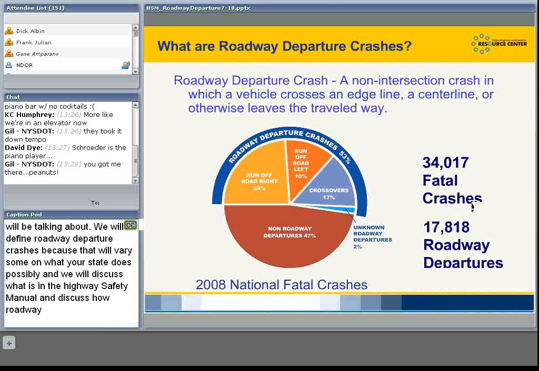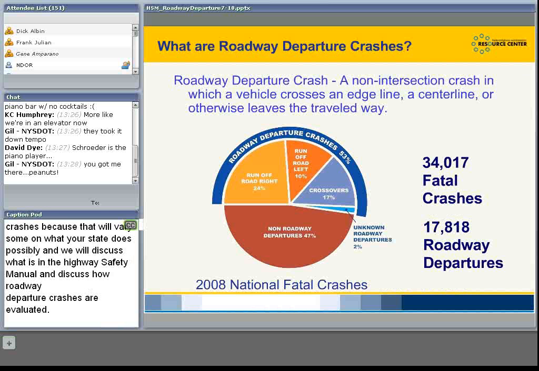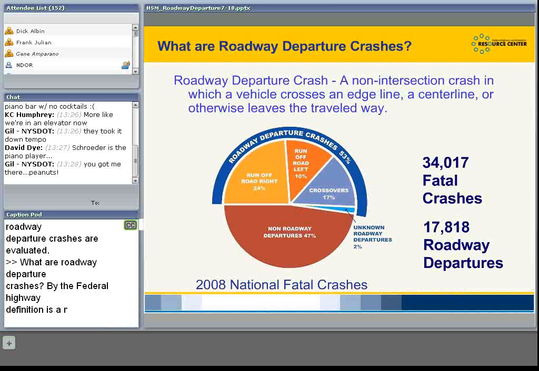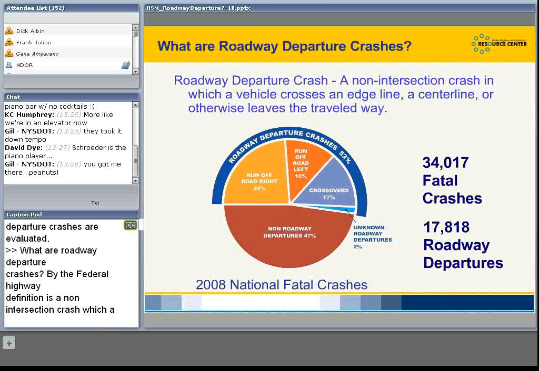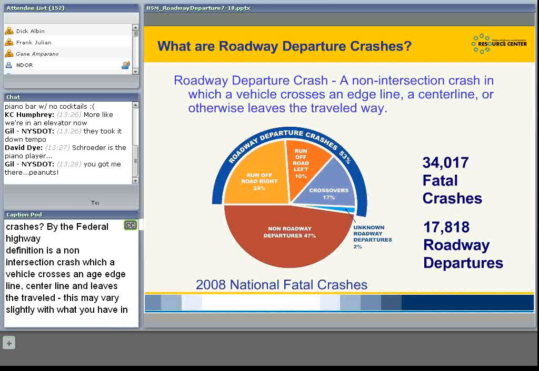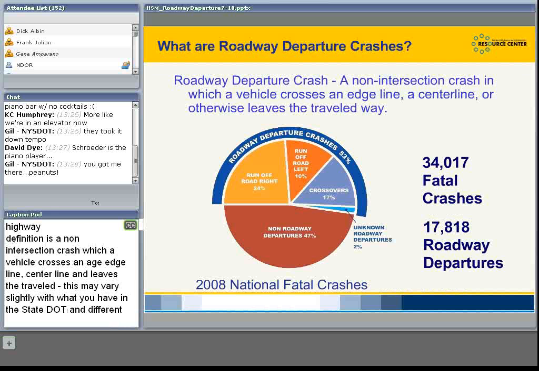What are roadway departure crashes? Roadway departure crashes, by the Federal Highway definition, is a non-intersection crash in which a vehicle crosses an edge line, a center line, or otherwise leaves the traveled way. Now, this may vary slightly with what you have in your state DOT. You may have a different definition for how you actually account for these, so be aware of that.